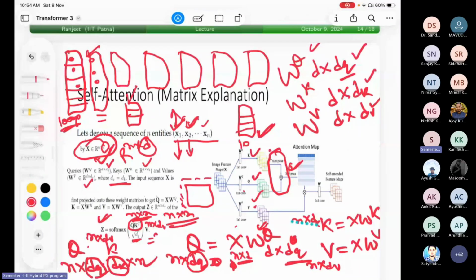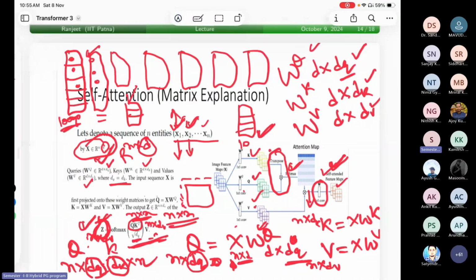Just ignore this. So we're getting it here, and then again we are applying one fully connected layer to get the final feature map of this attention block, and this is called the self-attended feature map. So more or less you are getting z, and this z is attention weighted. Again, we are applying one more layer, but I'm just ignoring that part. So you get z using this formula that we have seen here in the architecture.